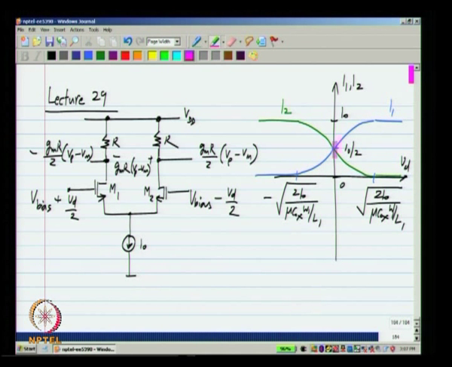Sometimes we need to know what is the linear range over which this differential pair operates. This is sometimes important for cases where we operate the differential pair not inside an op amp, but just by itself. And in an op amp also it is good to know when the current gets saturated, because it is when this current gets saturated that we enter slewing.